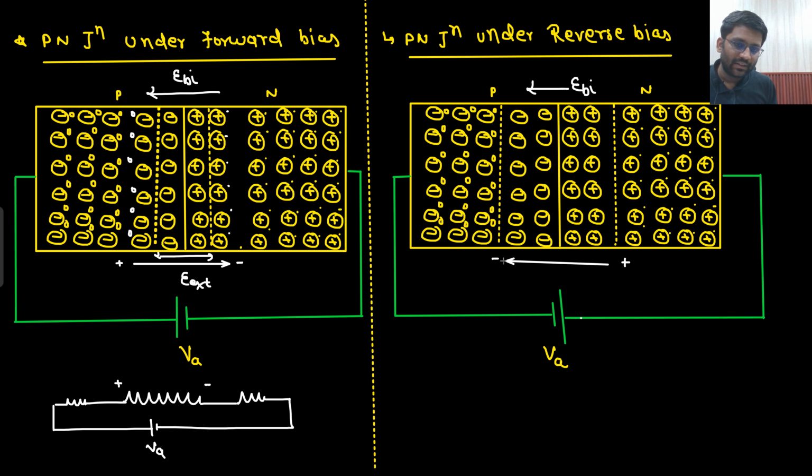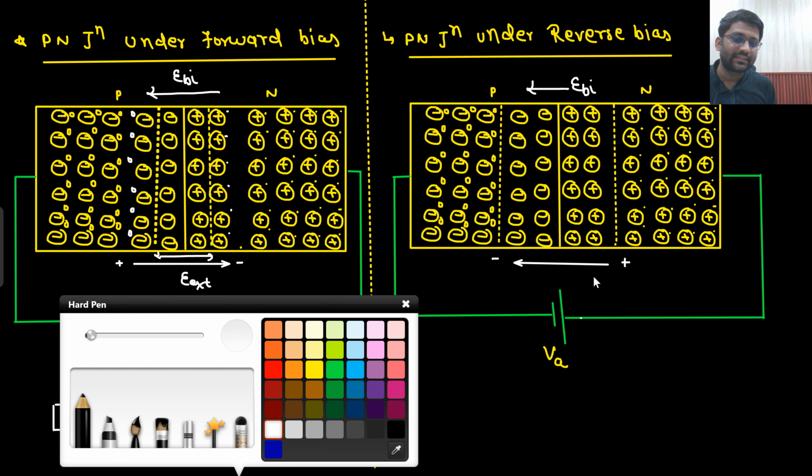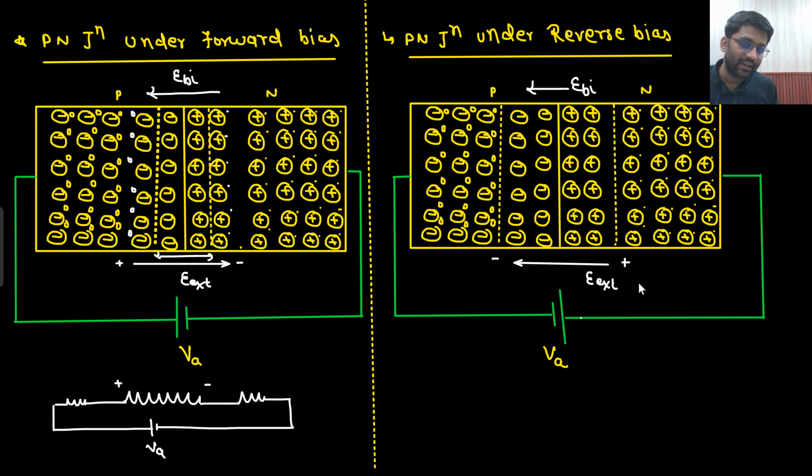That means this will be my external electric field. Both are supporting each other. E built-in plus E external. Both are supporting each other. That means the depletion width will expand.